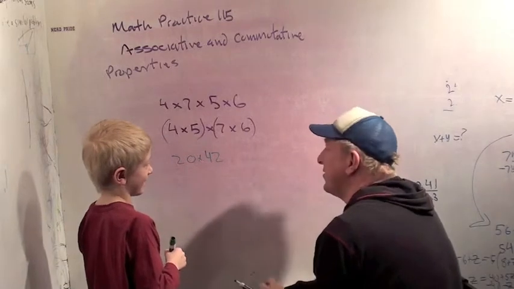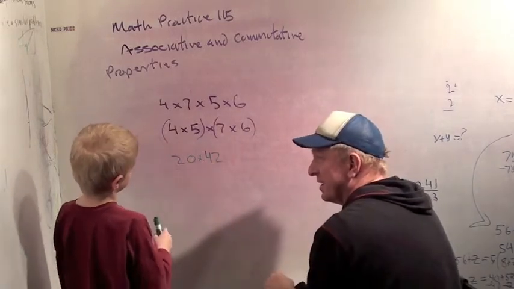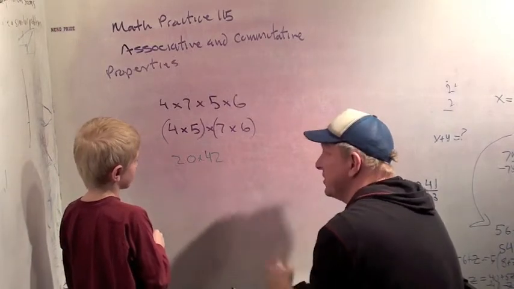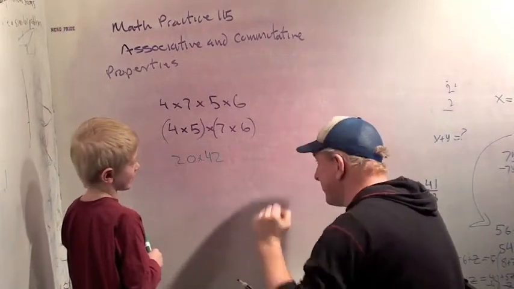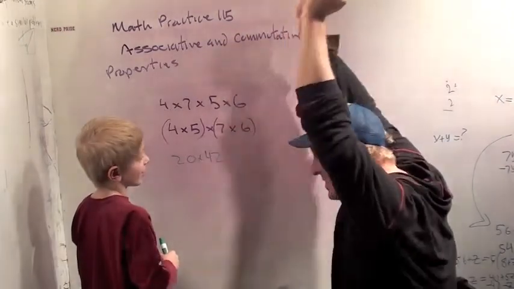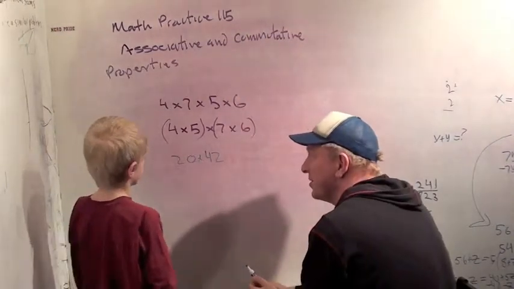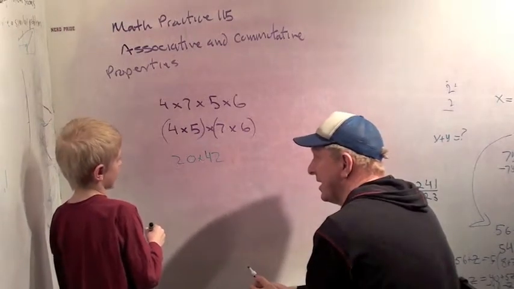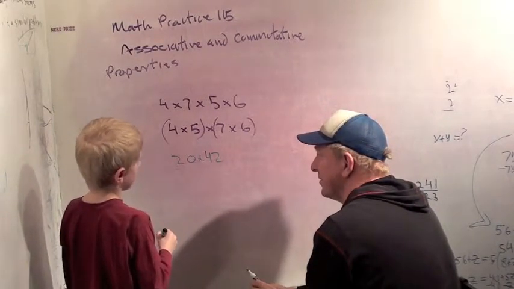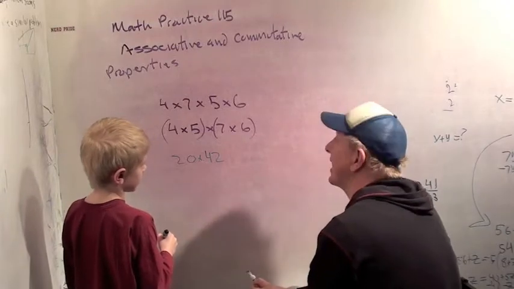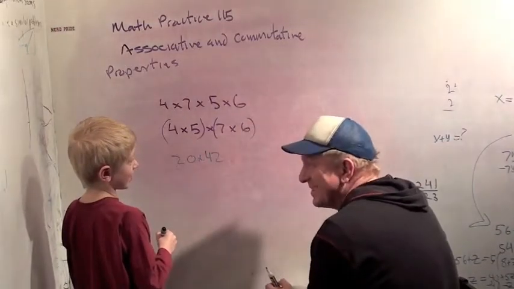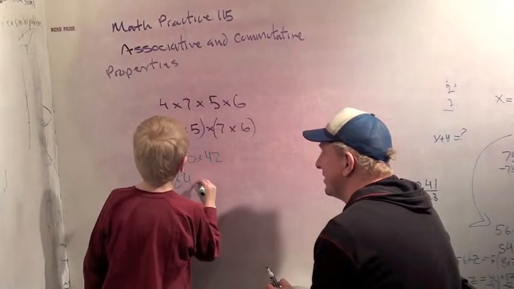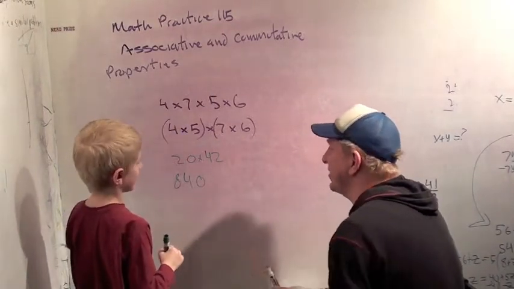No. 2 times 40 is? Well, 2 times 40 is 80. 2 times 2 is? It's 4. So 2 times 42 is? 84! Yes! Okay, now that we have 84, what do we do? We add a 0. Good. So that's 840. Right! What is it? 20 times 42 is? 840! Yes! Okay, good.